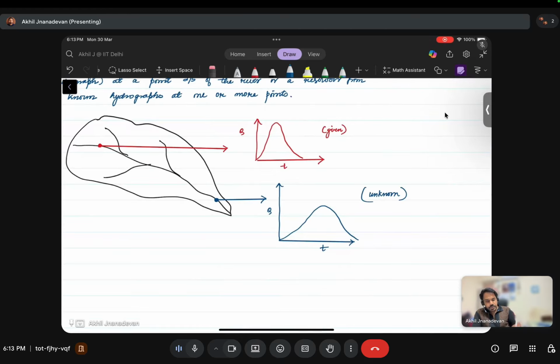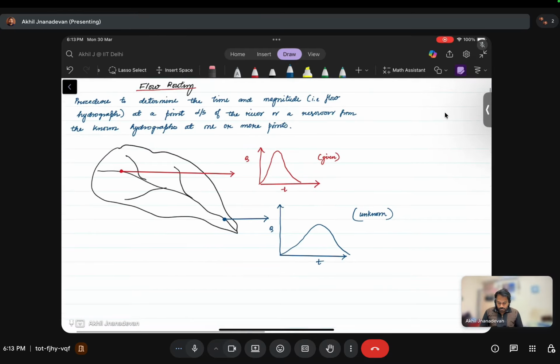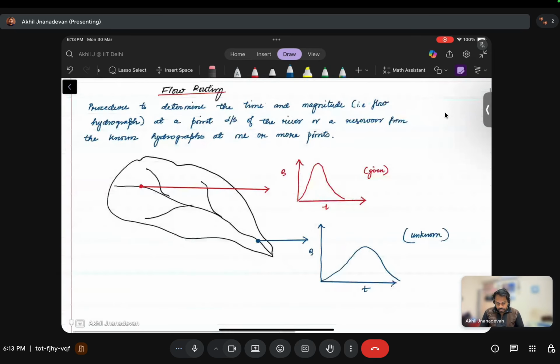So this process is called flow routing. Okay, so with these basics, we can move forward.